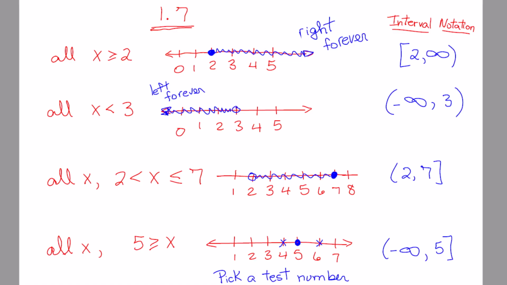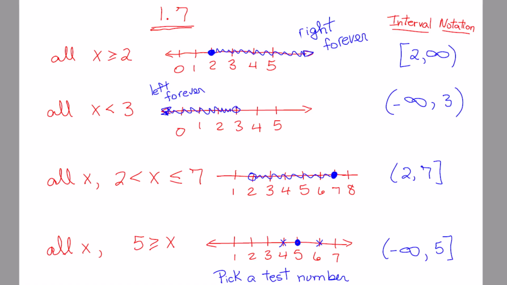The closed dot gives you a bracket. Going to the right forever is infinity. So with interval notation, you put the smaller item on the left, larger item on the right. Here, what if I want all numbers smaller than 3?